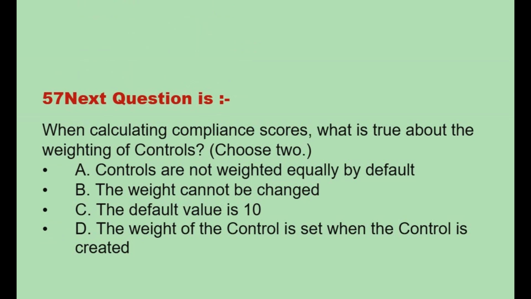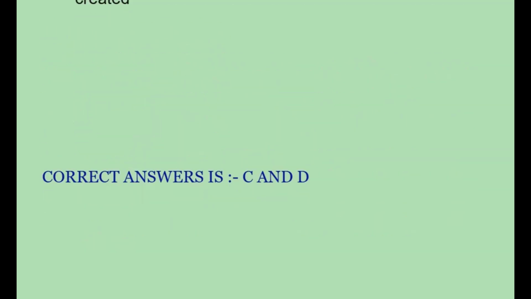Question is, when calculating compliance scores, what is true about the weighting of controls? Choose two options. Option A, controls are not weighted equally by default. Option B, the weight cannot be changed. Option C, the default value is 10. Option D, the weight of the control is set when the control is created. Correct answer is option C and option D.